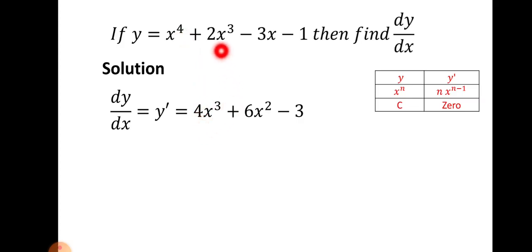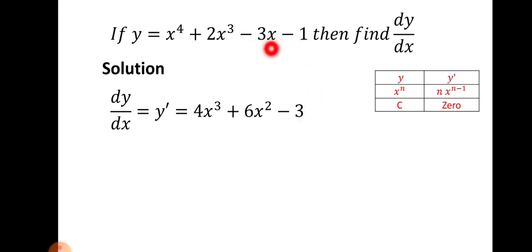Next, 2x to the power 3, you can use the same rule. Put the power down, so you have 2 times the power 3, which is 6. Put 3 down, so 2 times 3 equals 6, and subtract 1 from the power, so you have 6x squared, minus the derivative of 3x, which is 3, and the derivative of the constant is 0.